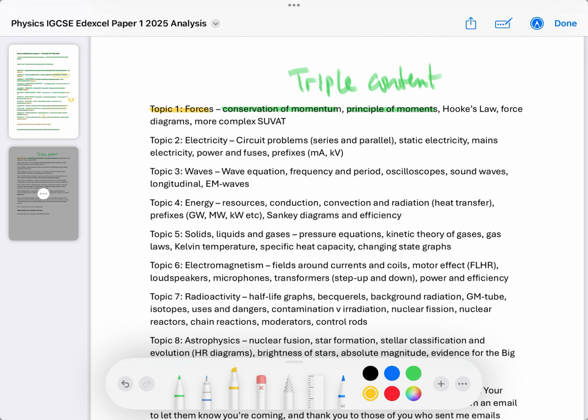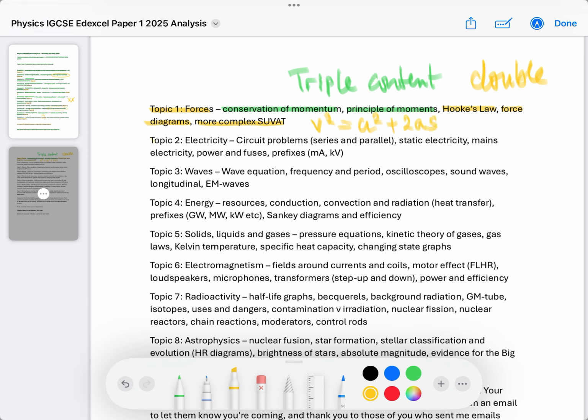They could still ask you about Hooke's law, even though they gave you a spring, but this is double content. So double content, we'll put in yellow. They could ask you force diagrams. I didn't see any force diagrams. They could ask you more complex SUVAT equations, like the use of v squared equals u squared plus 2as. Okay, that hasn't come up so far.